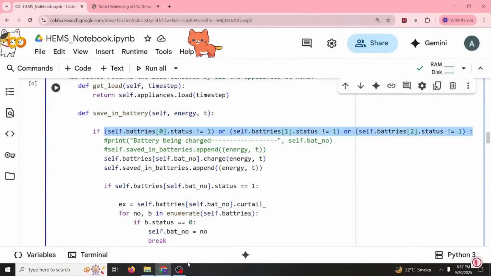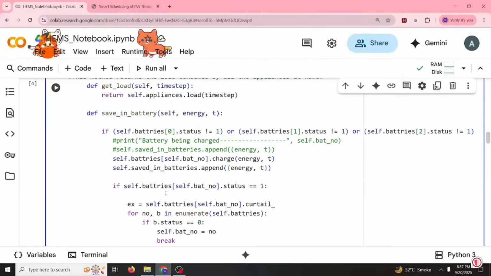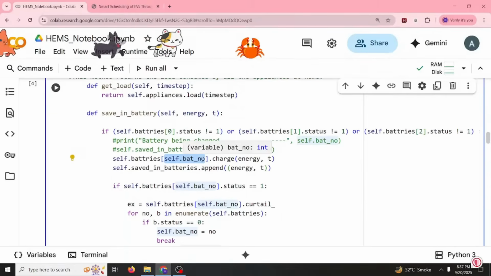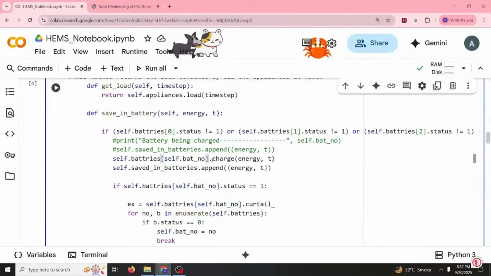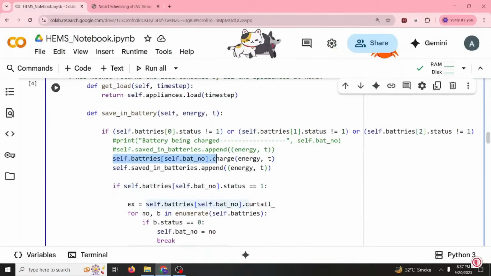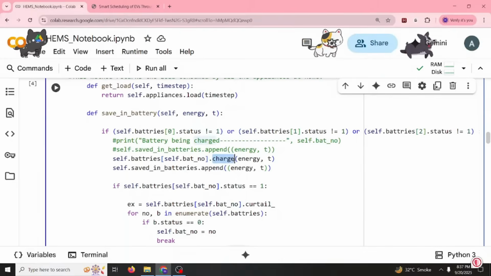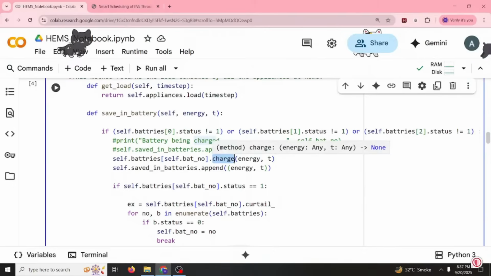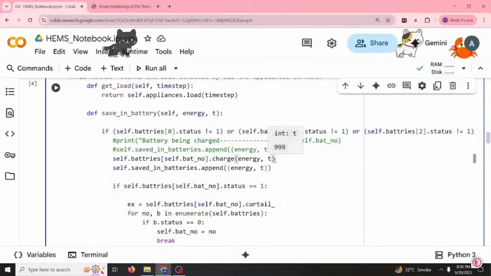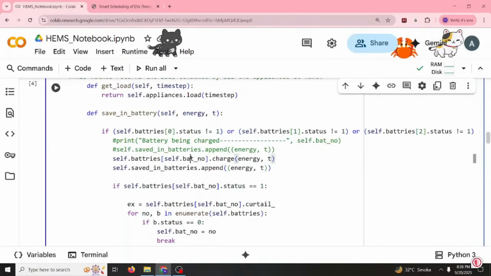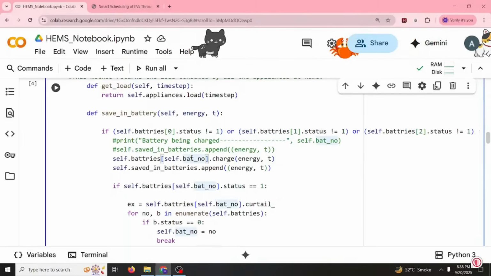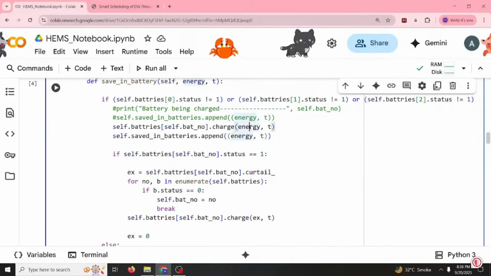I am using the OR condition so that if any of the batteries still has to be charged, I will select that battery. That battery number, I will be rounding it off starting from zero, because initially it was zero. So I will charge that battery. It is interesting that we have these batteries and we are using this charge function. My question to you is, where is this charge function I am using coming from? The answer is simple, but maybe for new coders, a point to think.